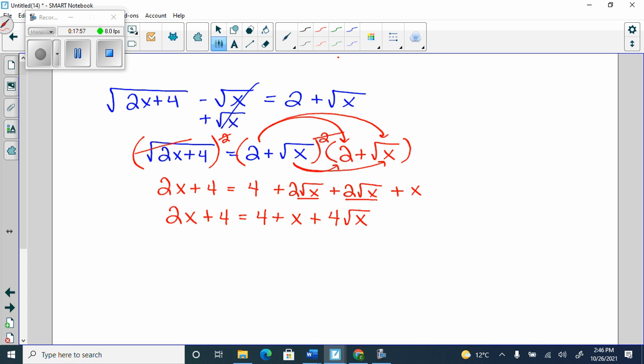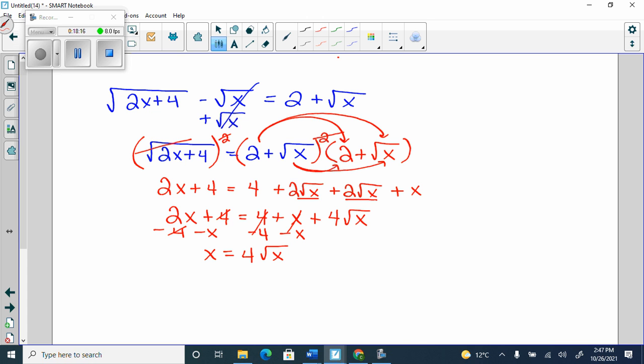Isolate it. So what do I have to move? The 4 and the x. I'm going to minus 4 minus x. Minus 4 minus x. So I'm going to get negative 4 and 4 cancels. 2x minus x is an x equals 4 root x.